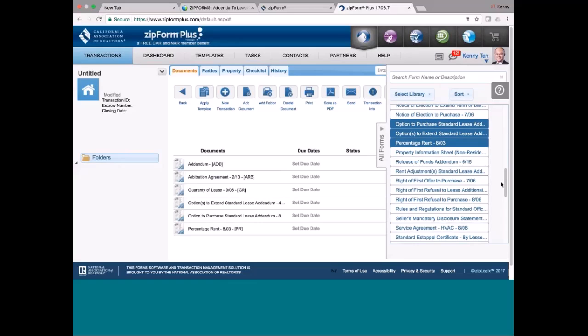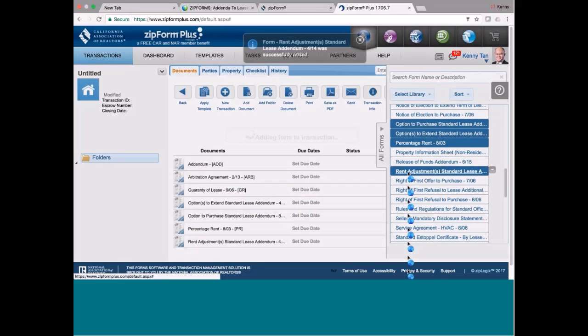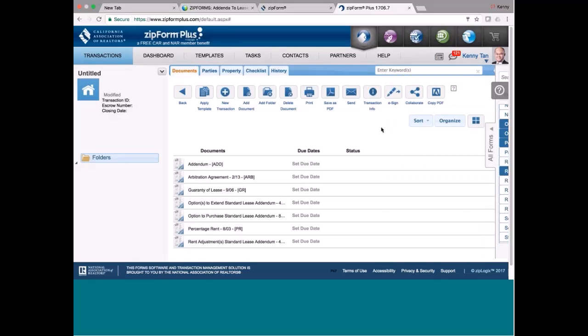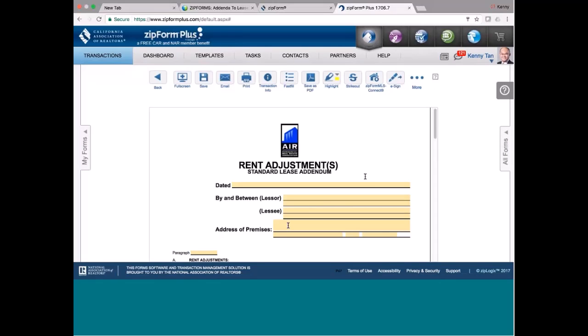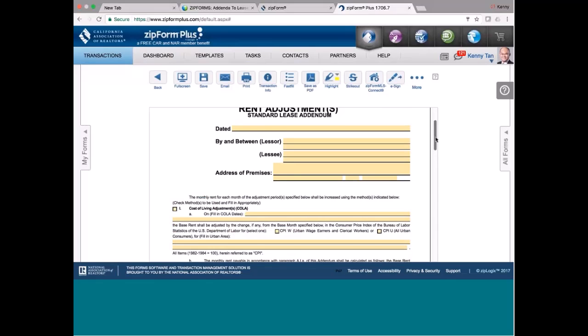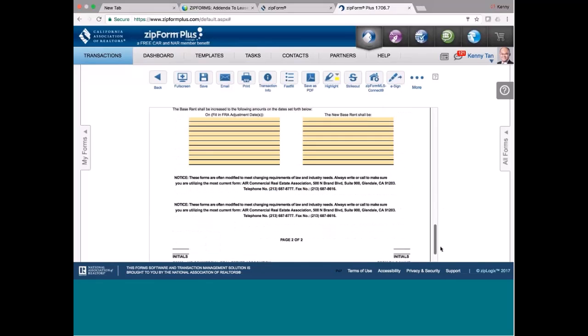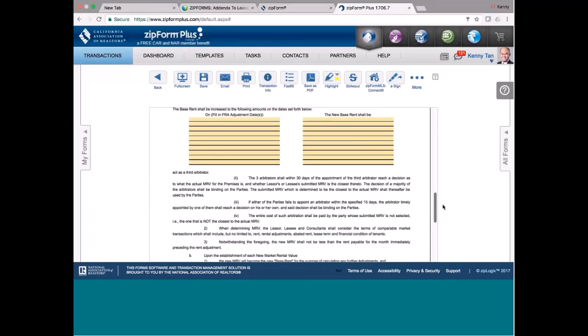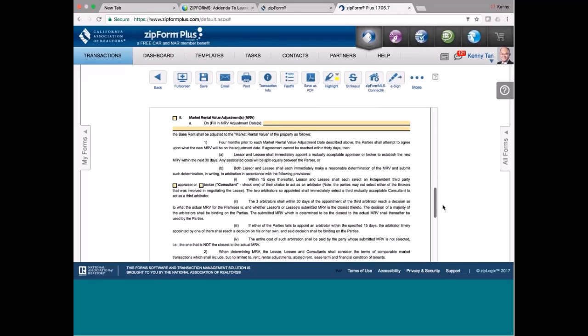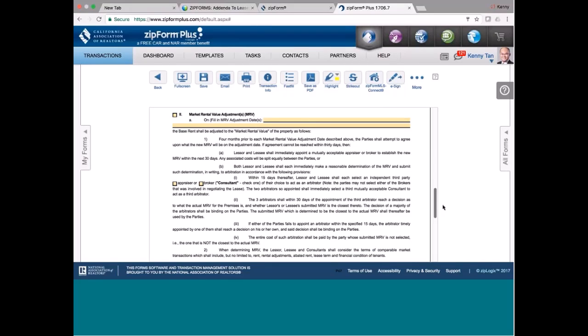Rent adjustments. This is an addendum, actually. Let's look at it. Sometimes you don't have enough room to write all the rent adjustments, so this might be a form that you want to use to address all of the rent adjustments. It is an addendum, and it's an optional form. You're not required to use it because it is a little bit more complicated than the typical rent adjustment.